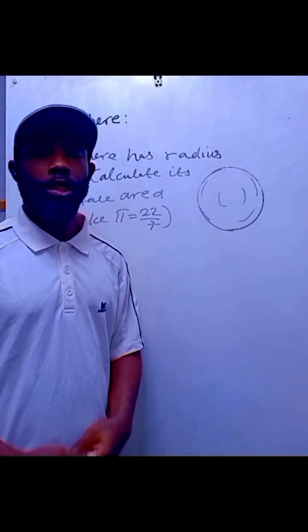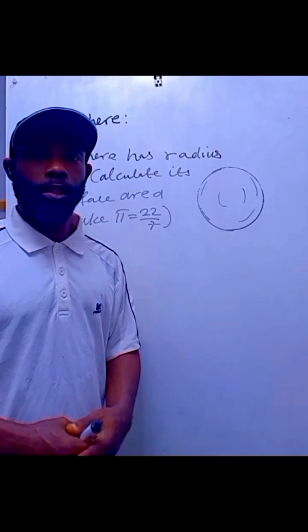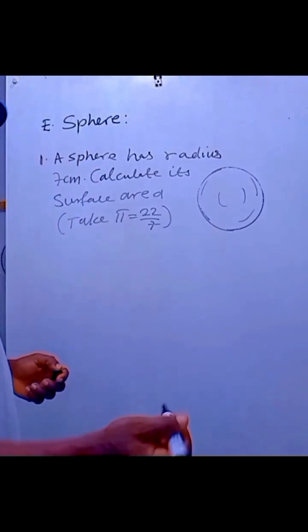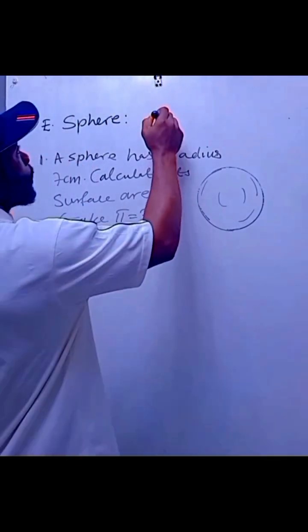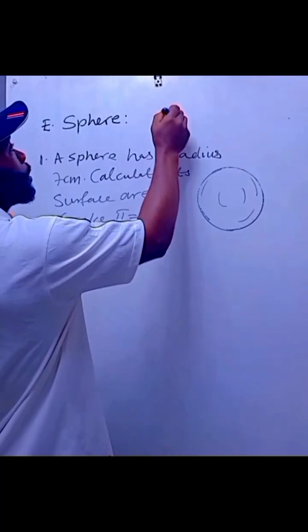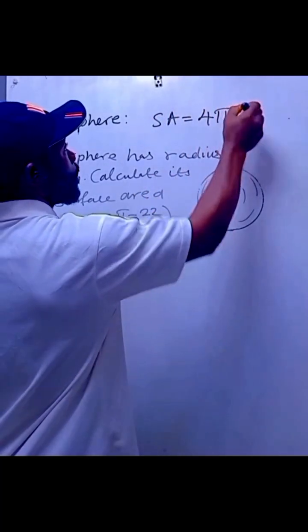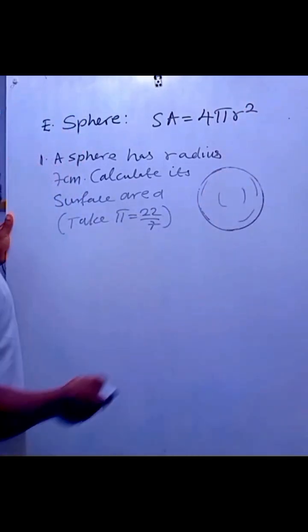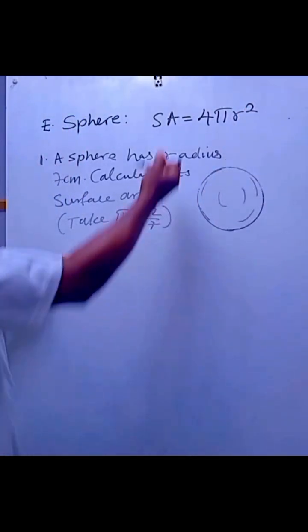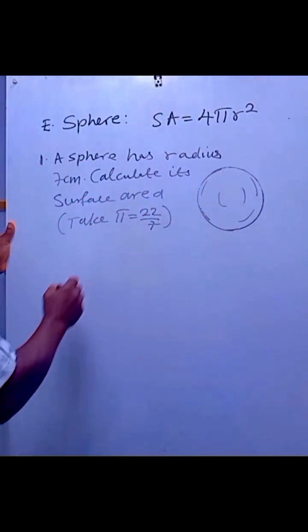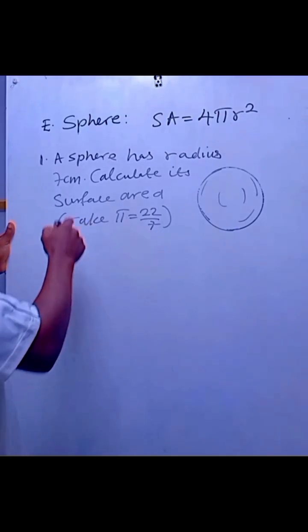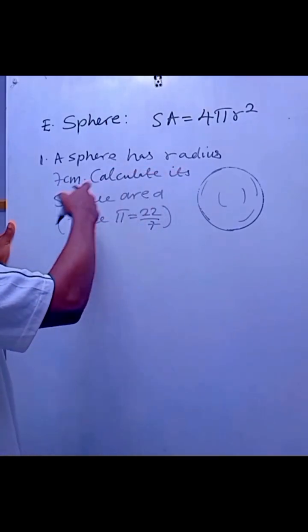In this question, we're going to see how to apply the formula for the surface area of a sphere. The formula for the surface area of a sphere, SA, is equal to 4 pi r squared. So we're going to substitute values into that equation. A sphere has a radius of 7 centimeters.